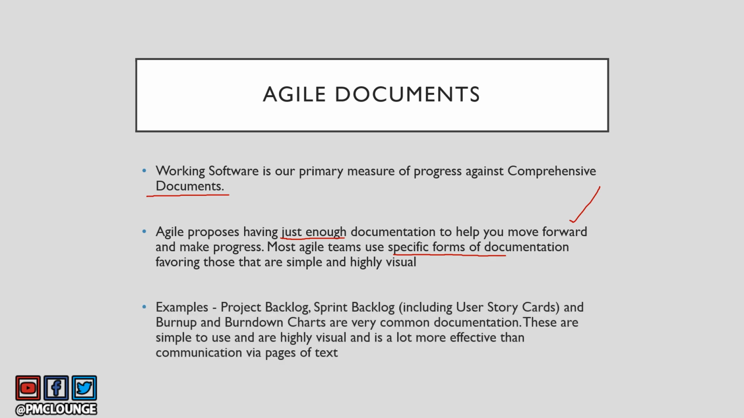So some documentation could be your project backlog, your sprint backlog, right, including any user story cards. Now I know some of you might say, hey, we have a software to basically track the project backlog. It's not tracked in an Excel file or a Word document. That's true. That is also a form of documentation. Remember, just enough documentation is what you need when you're delivering a project using Agile.